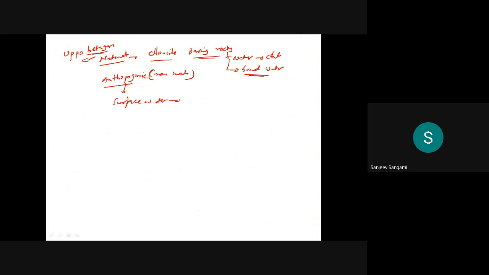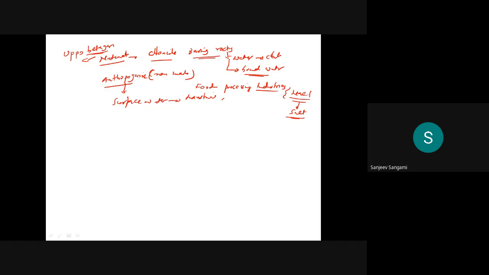If chloride is found in surface water, it is due to man-made activities. Suppose there is an industrial discharge, because some food processing industries, like fish mills, fish industries, or some packaged foods, normally use a lot of NaCl when they are preparing it. NaCl is nothing but salt. Salt is being used.